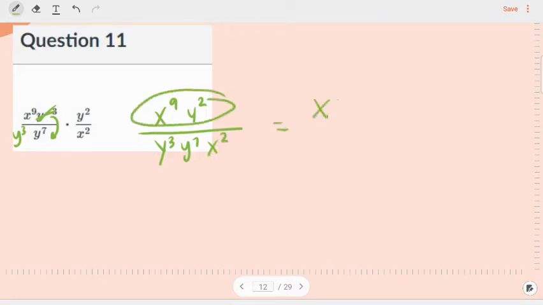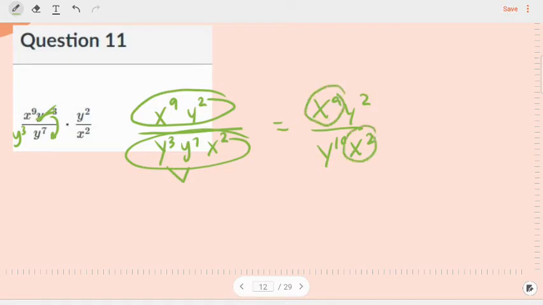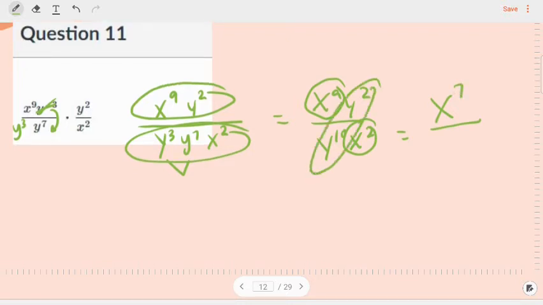It's simplified. Simplify the bottom. Oh, I can combine the y's. That makes 10 of them. Now that the top and bottom are simplified, they go to war. If I look at the x's, there's more x's on top, and 7 would be left over. If I look at the y's, there's more y's on bottom, and there would be 8 left. So my answer is x to the 7th divided by y to the 8th.